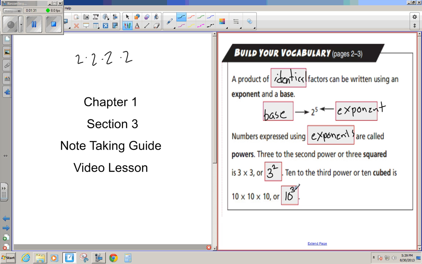All right, the exponent represents the number of times you multiply. So why don't you add that in there? Exponent equals the number of times you multiply.